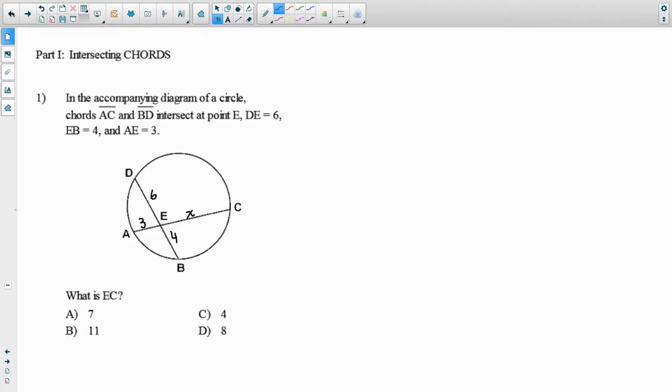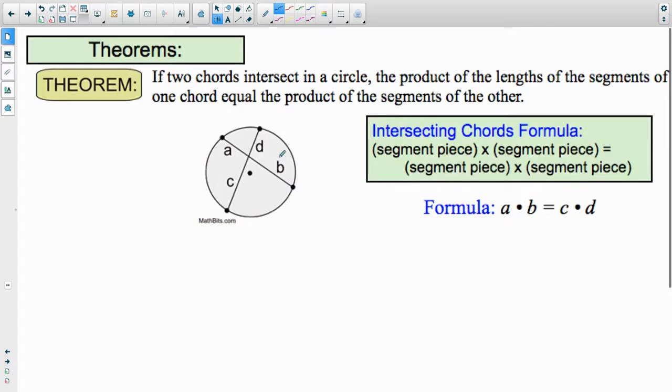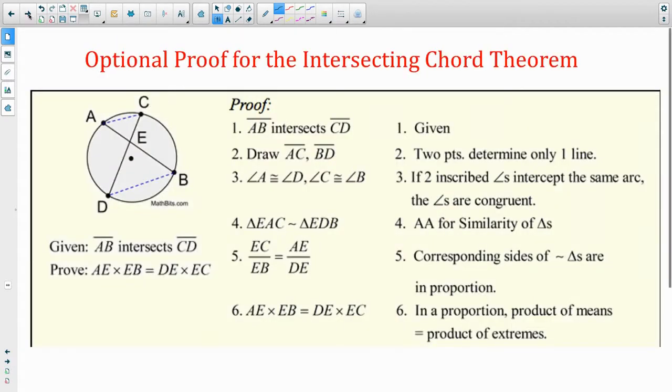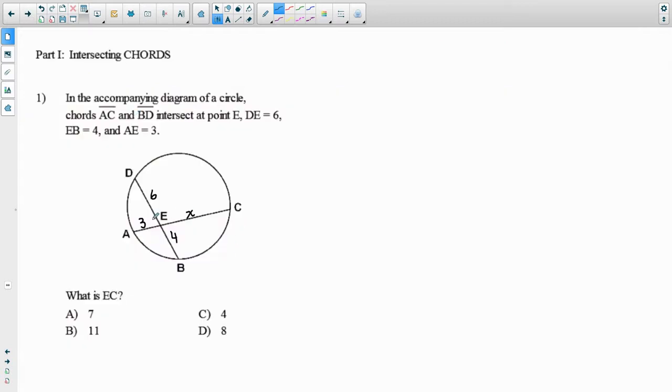Now, if we just go back really quickly, see how simple this is. If I multiply A times B, it should always be equal to the product of C times D. It's that simple. So when I go back to this problem, and if I use that same idea, that means if I multiply this 3 times the x, I'm going to get 3x. And that will always be equal to the product of the other two parts on the other chord, which will be equal to 6 times 4.